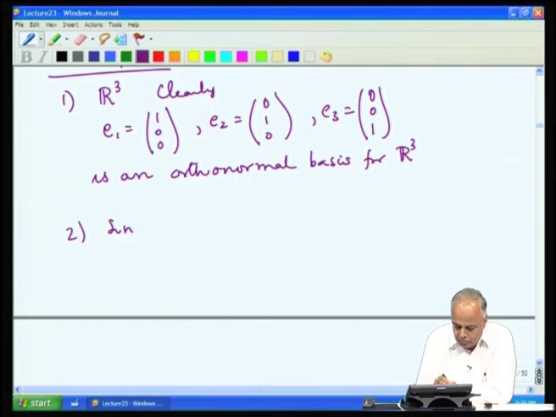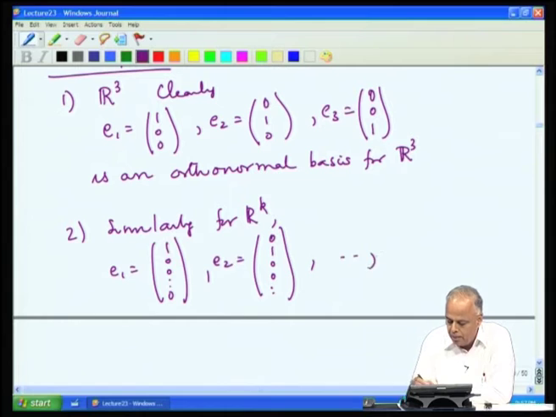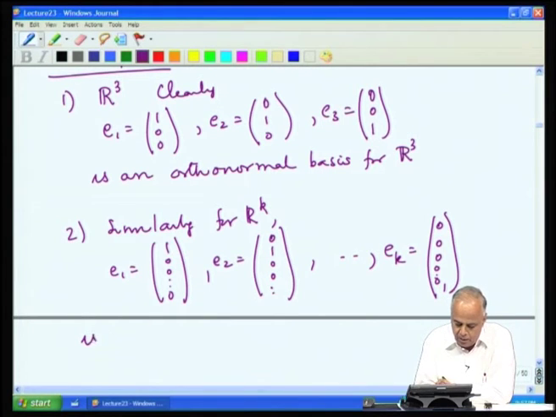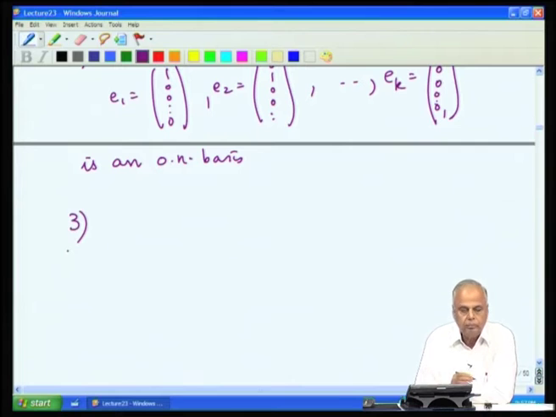Similarly, for R k, e1 equal to (1, 0, 0, ..., 0) with k components, e2 has second component 1 and all others 0, and you go on like that. e k has the last component, the kth component, equal to 1 and all others 0. This is an orthonormal basis. These are very simple examples. Let us look at another example.